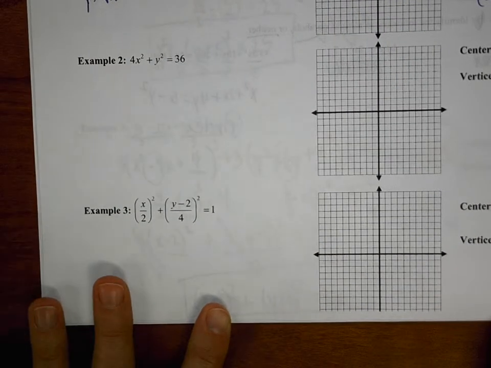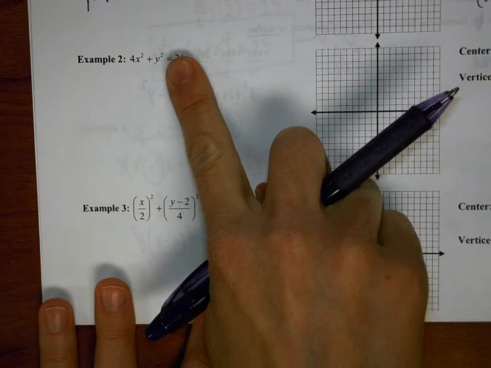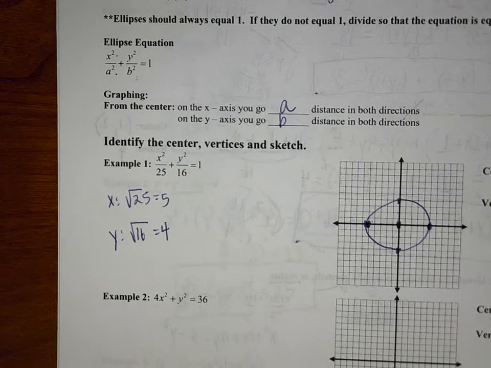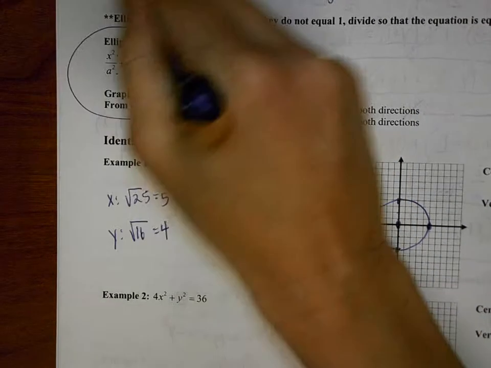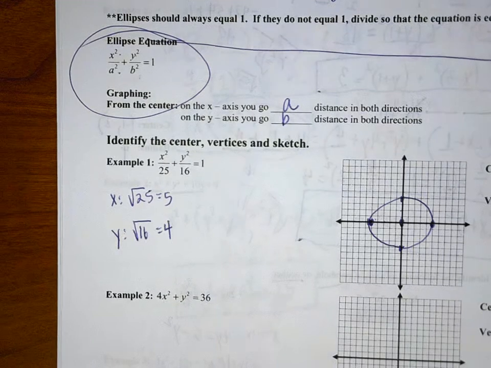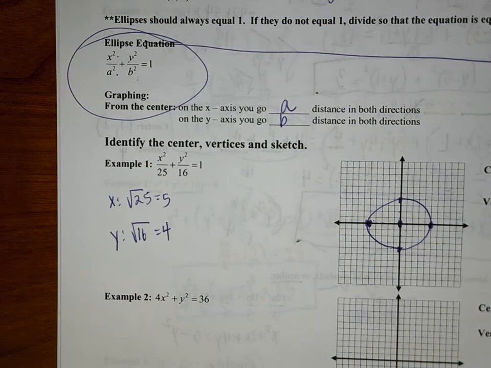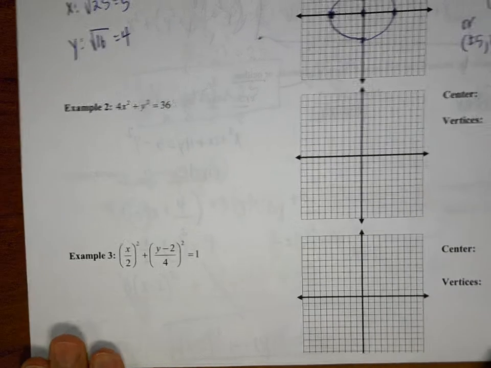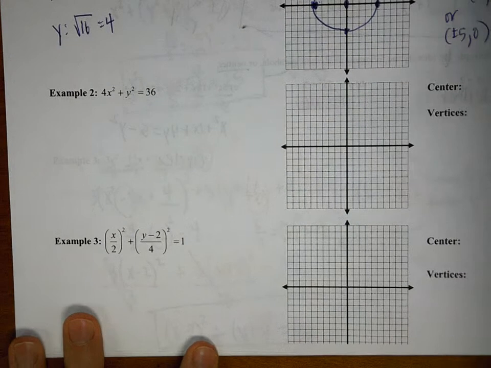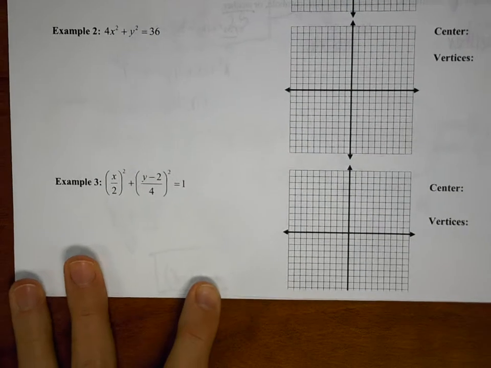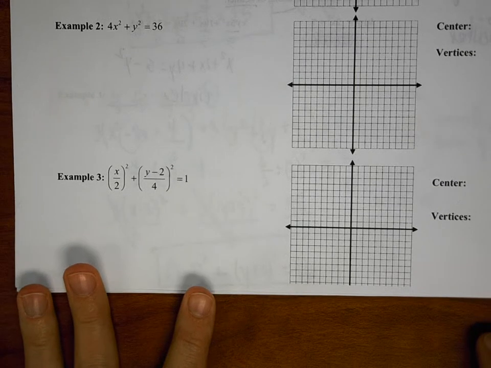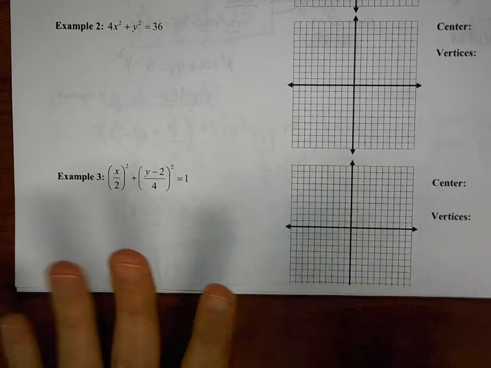If you notice on this one, it is equal to 36. At the beginning, if you go back and look at your standard ellipse equation, they told you that it always needs to be set equal to 1. This is not set equal to 1. So what do we do? We divide every single term by 36.